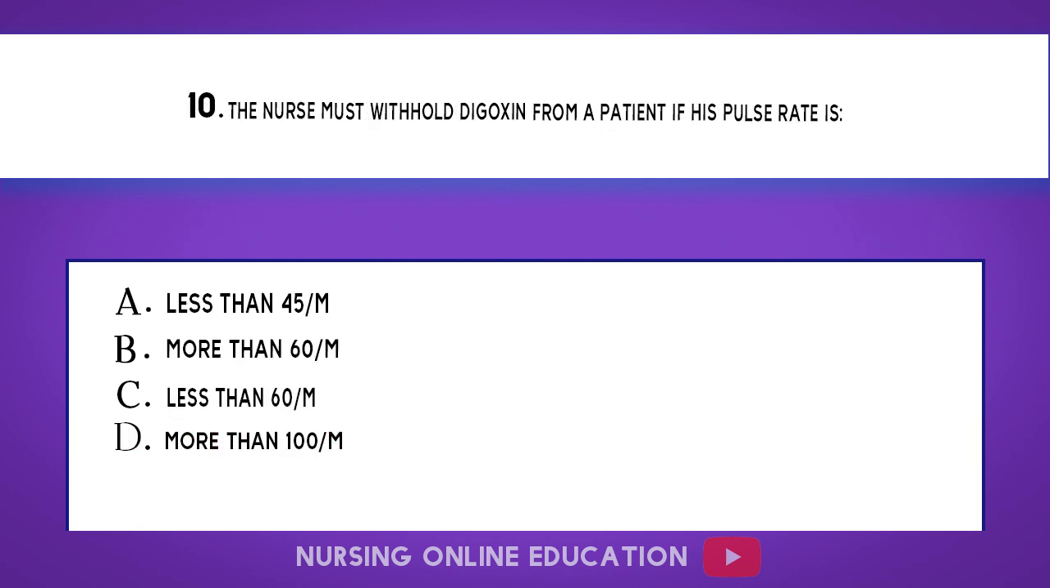10. The nurse must withhold digoxin from a patient if his pulse rate is: A. Less than 45/min. B. More than 60/min. C. Less than 60/min. D. More than 100/min. The answer is option C, less than 60/min.